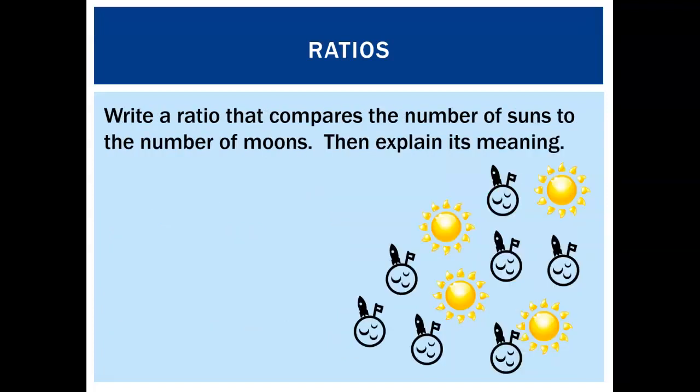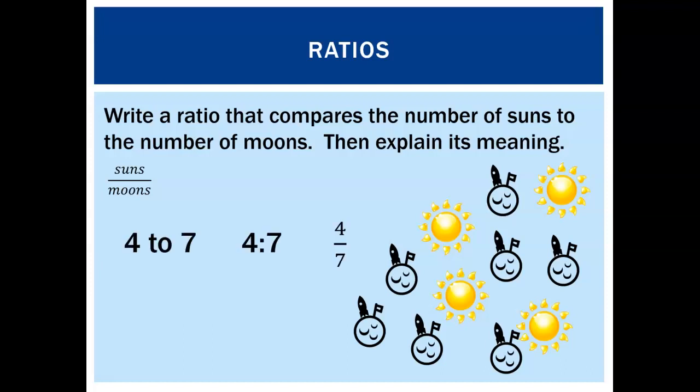In our first example, we will write a ratio that compares the number of suns to the number of moons. Then we'll explain its meaning. When writing a ratio, you are always comparing the first item to the second item. In this statement, we have the number of suns to moons. You can write a little word ratio if you want to help you remember the proper order. Then we will count up the number of suns and the number of moons.